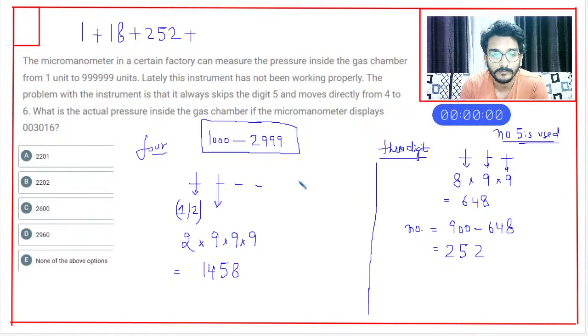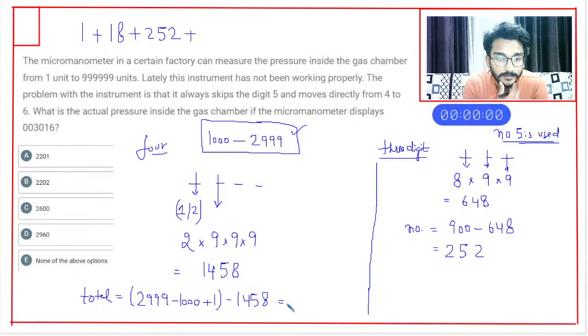And I will subtract these values from the total. So how many numbers is it? 2999 minus 1000 plus 1. That's how you do the counting part, and subtract 1458 from it. So how much is it? 2000 minus this. So 10 minus 8, 9 minus 4, 9 minus 5, 9 minus 4. Yeah, 542 numbers.